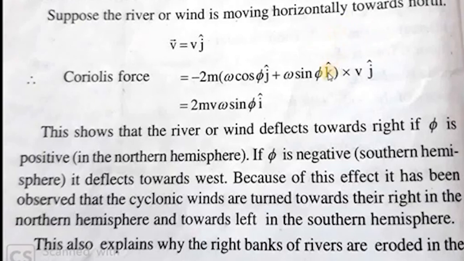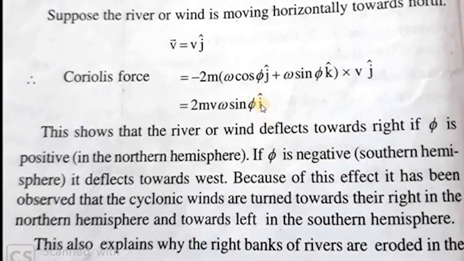And here, K cross J means minus I. So minus into minus becomes plus. J cross J becomes 0 and K cross J becomes I. What is left is minus into minus 2m omega sin phi I. And this I represents the eastward direction. J represents north, I represents east, and K represents the vertical direction.